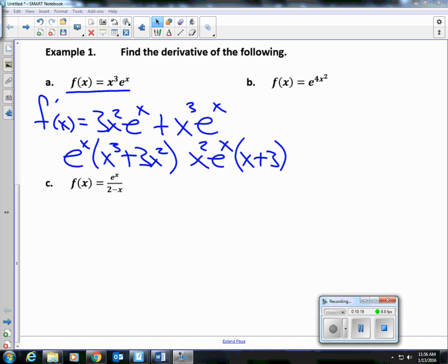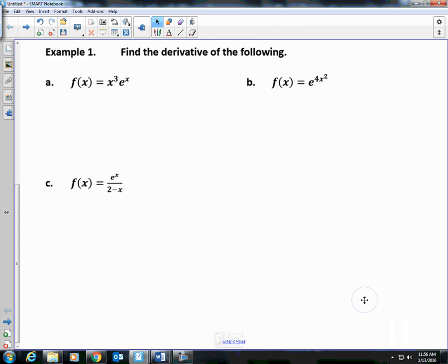All right, here we are. So we did A, now we move to B. We need the derivative of e to the 4x squared. Can anybody tell which rule we use to find this derivative?